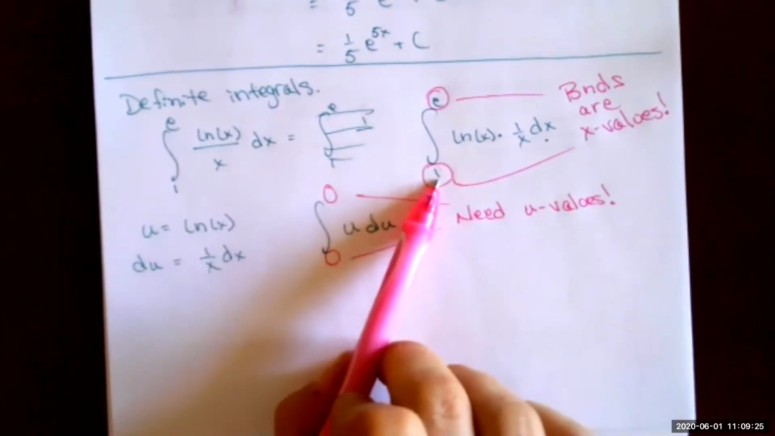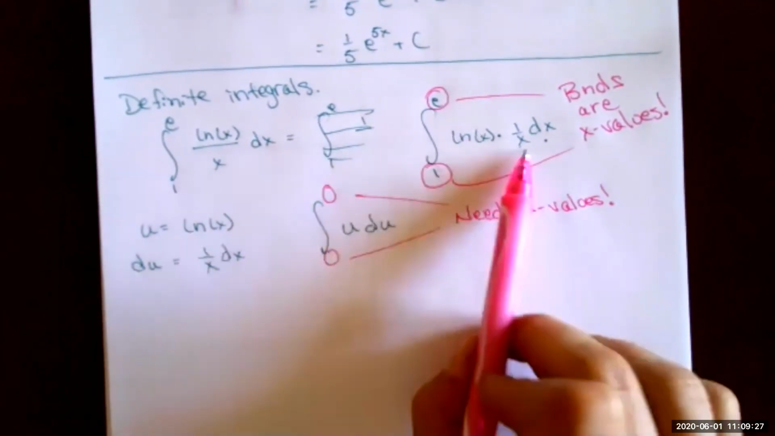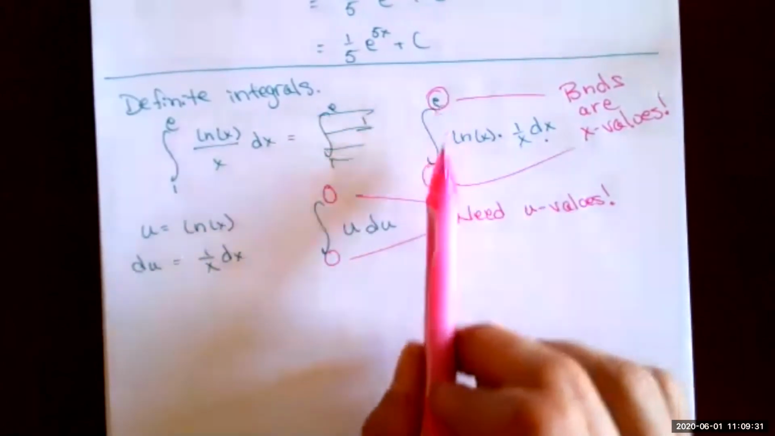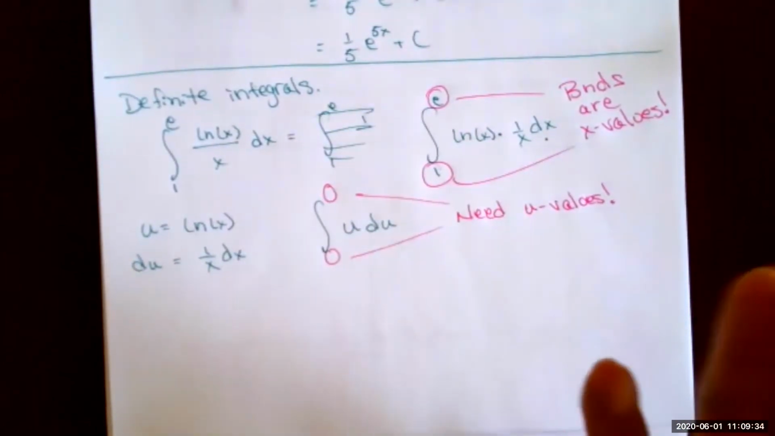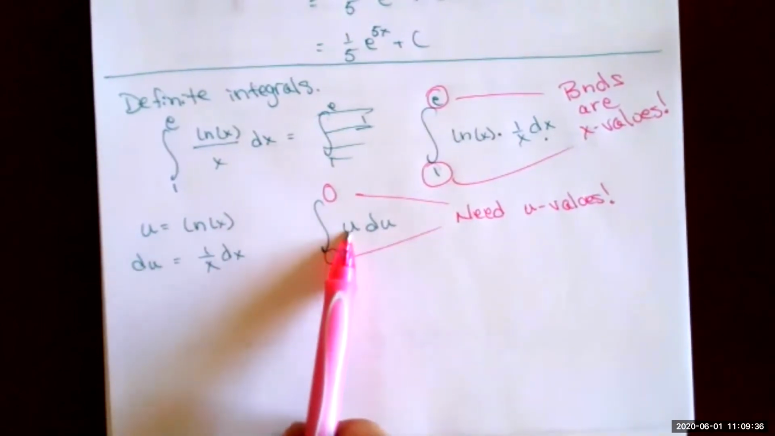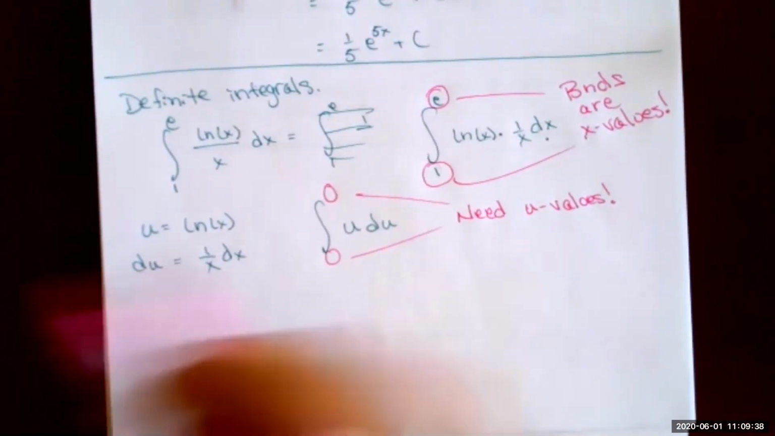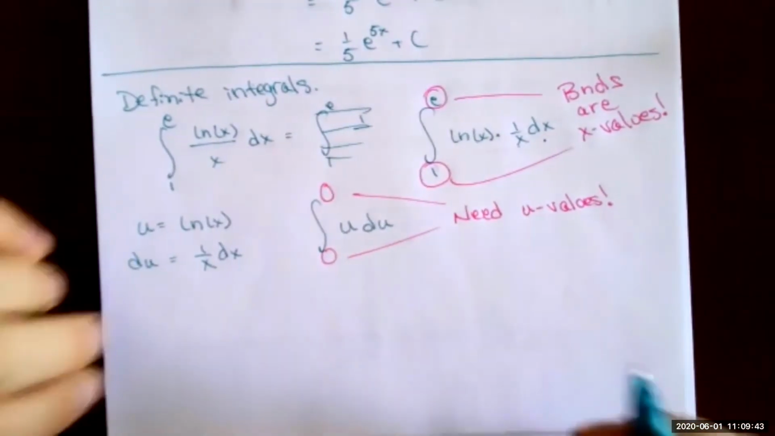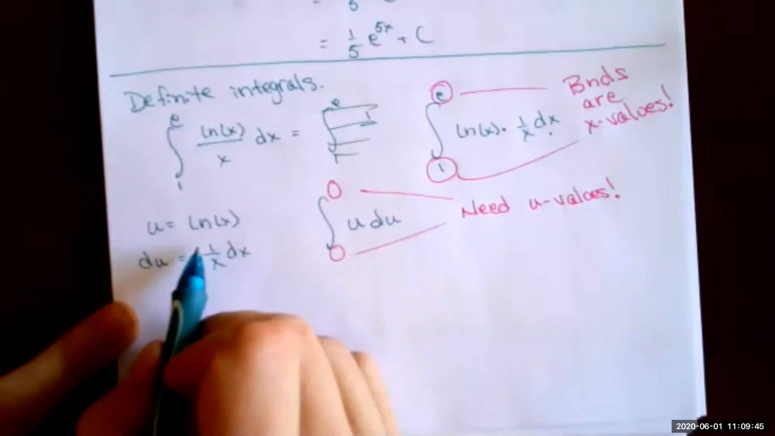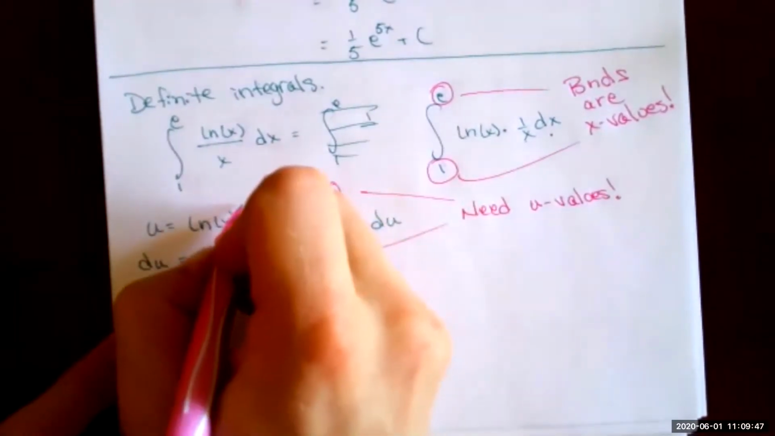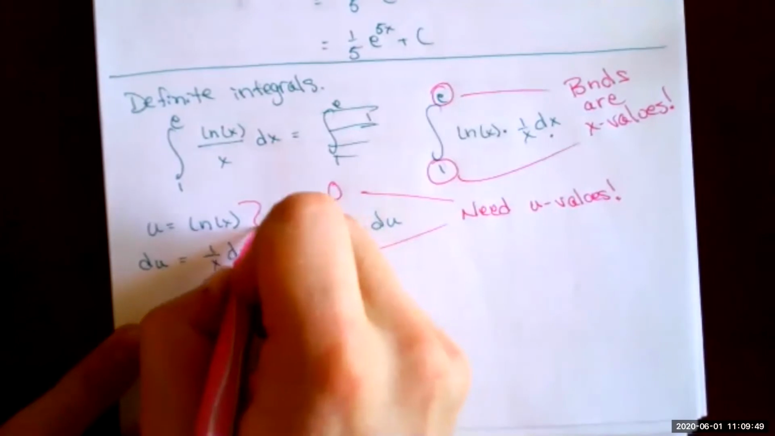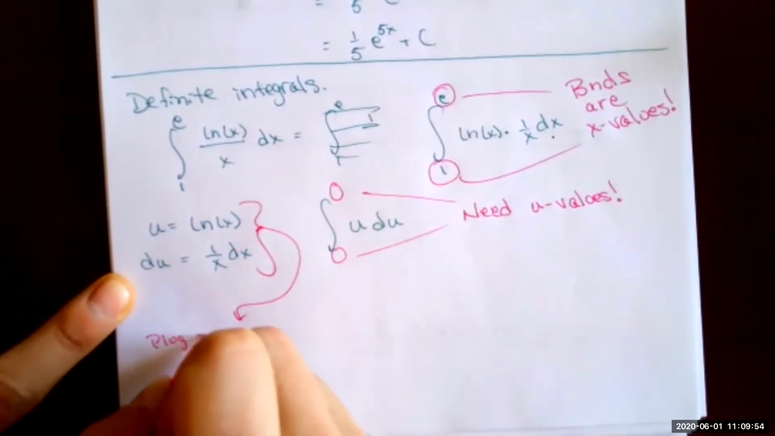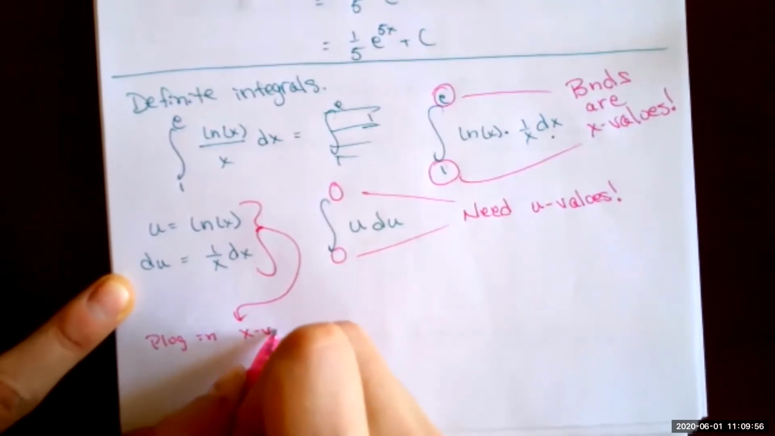We cannot reuse these same bounds because, again, this dx says everything involves x, which means these numbers are values of x. And now that we've changed the variables, we need the same corresponding values of u. So how do we solve those? We can essentially just go back to our substitution and plug in the x values.